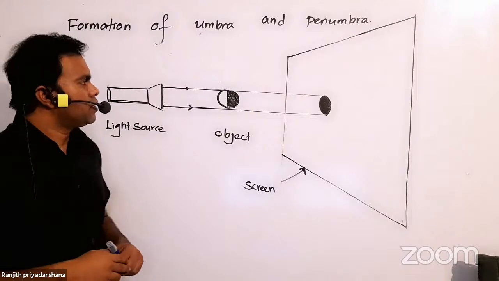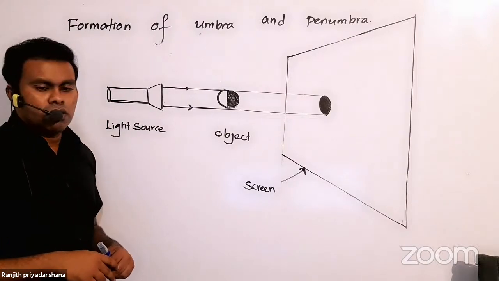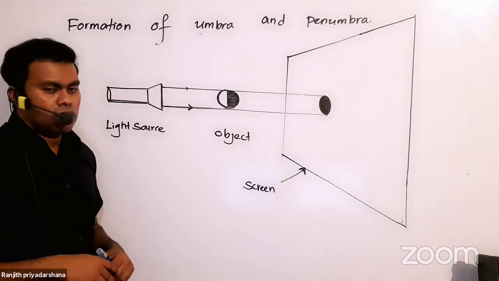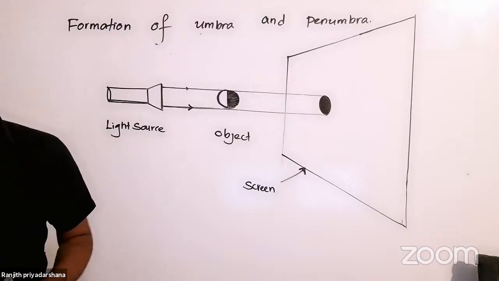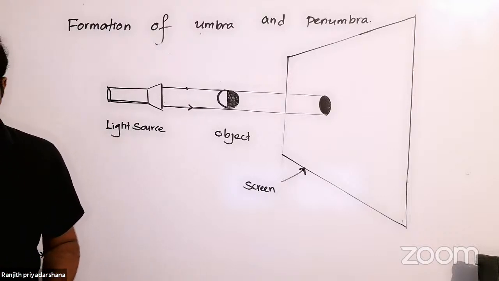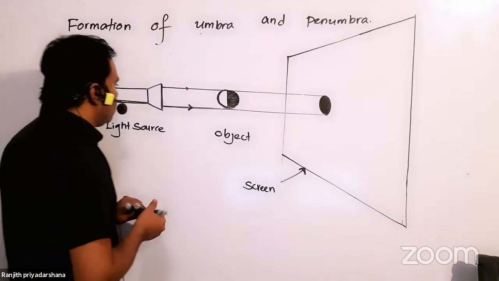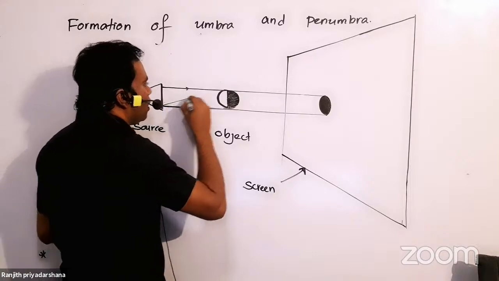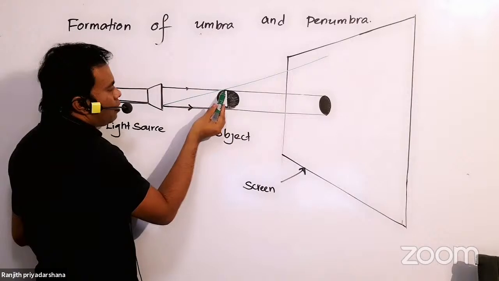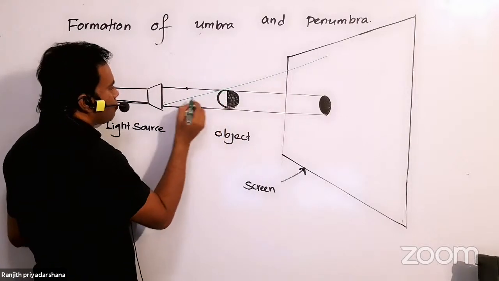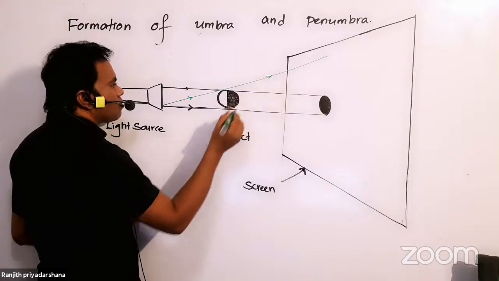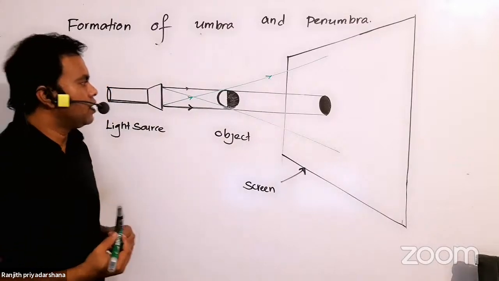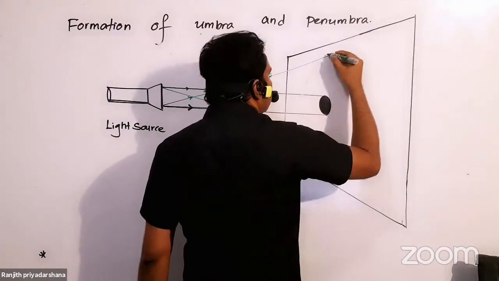Good. Next, we have to know what happens to the penumbra. From the bottom of this torch, or the light source, I draw a line to the upper surface of this object. Okay, now you can see the occurrence of this penumbra.